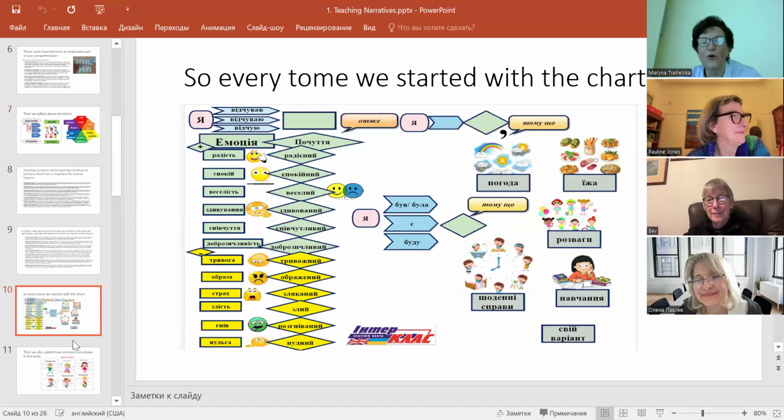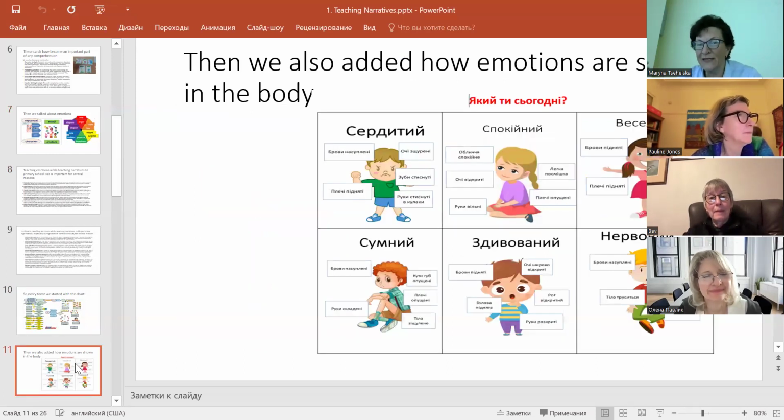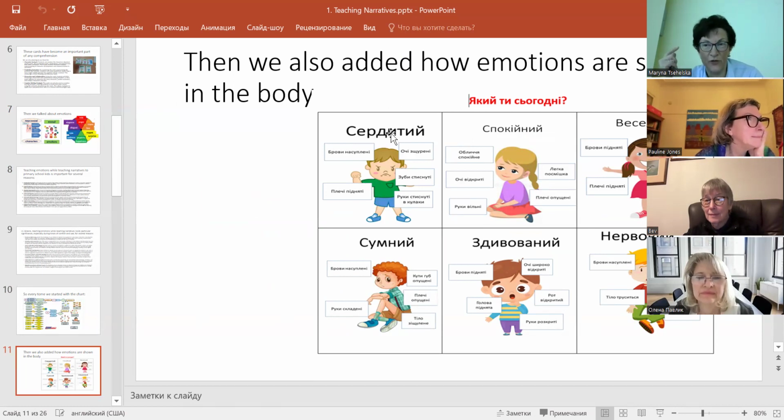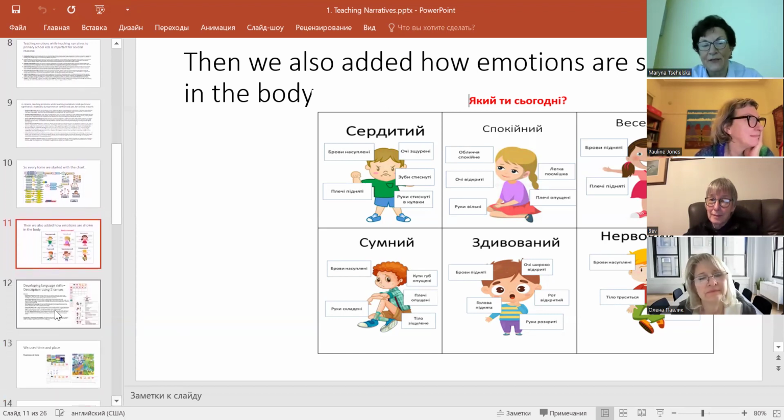So we did the emotions. Naturally, it was to connect emotions with their body language, and it's in Ukrainian. The cards are in Ukrainian, but it's when you are angry, your eyebrows are low here, and you have hands in fists, and they showed it, they mimed it, but again, this is just the knowledge. We didn't know what to do with this. It was fun, but I don't know.